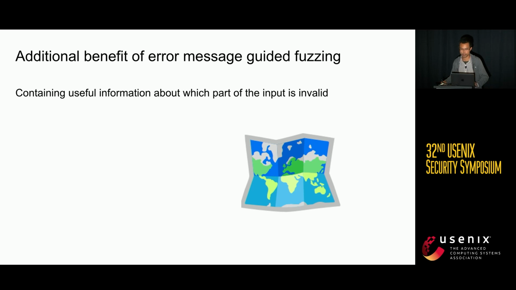Generally speaking, error message guided fuzzing has additional benefit compared with traditional code coverage guided feedback. Coverage information alone does not tell us how to mutate. It only tells what input triggers more coverage. As a result, code coverage guided mutation performs random mutation on input, and GLeeFuzz performs meaningful mutation based on error message feedback.